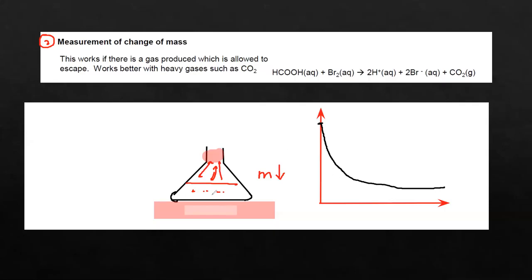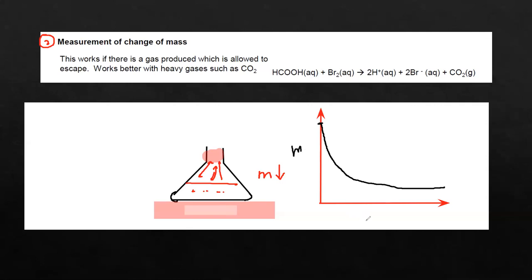Why will the mass not reach zero? Because still there is the mass of the conical flask. Even if you consider all of the reaction mixture converted into a gaseous product, still there will be a mass, and that mass is the mass of the flask. So practically, the curve does not touch the x-axis. If it touches the x-axis, it means the mass is 0, but practically it cannot be 0.